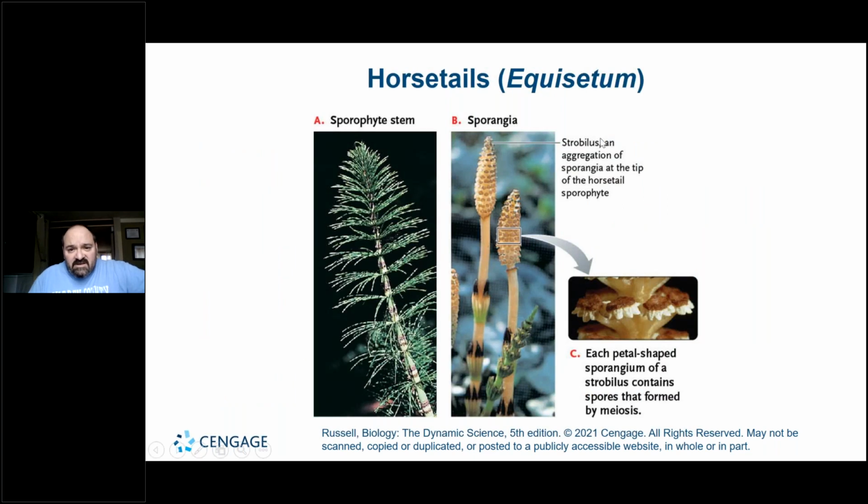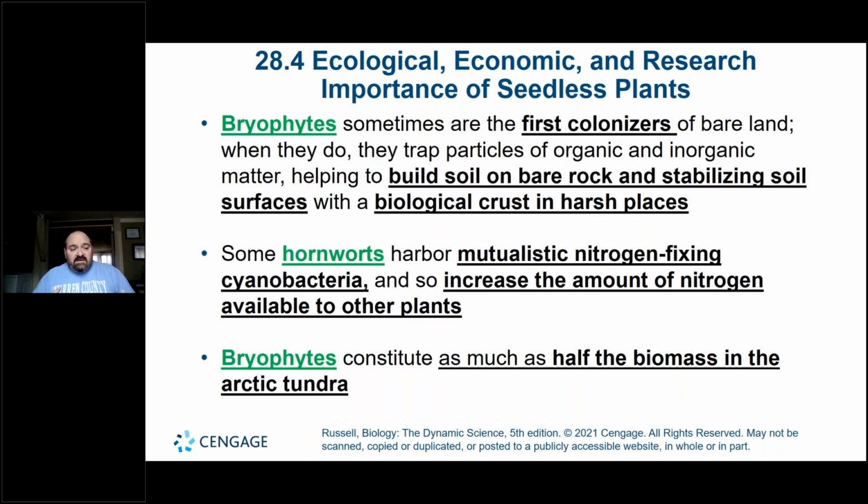Okay. And then again, the strobilus is an aggregation of the sporangia at the tip of the horsetail, the sporophyte, right? So here's the sporophyte. Each petal-shaped sporangium of a strobilus contains spores that formed via meiosis. Okay? And again, meiotic division is where we take the full complement of chromosomes to only one half of a set, or one set of chromosomes, okay? Not a full set.